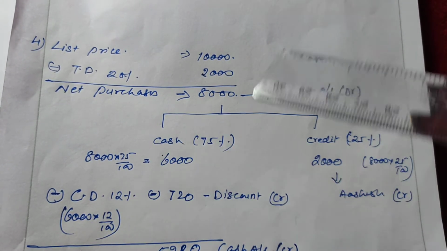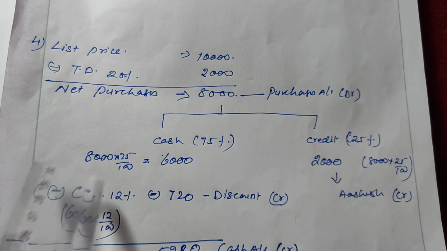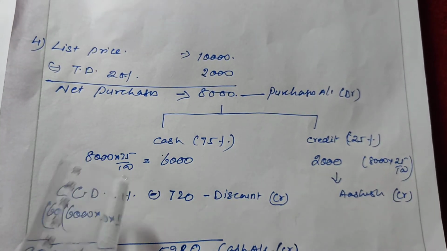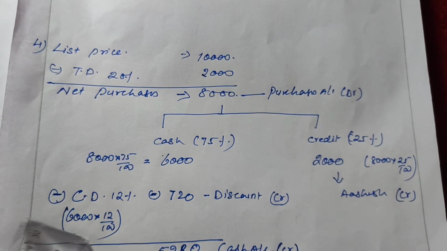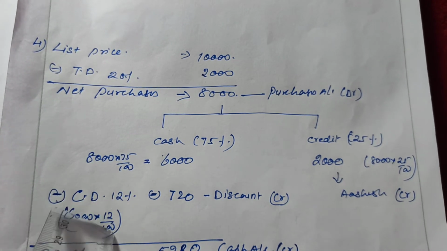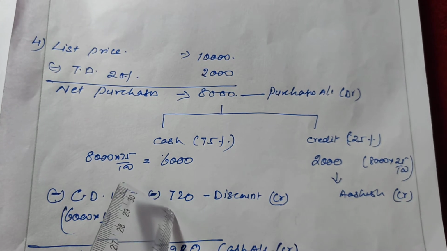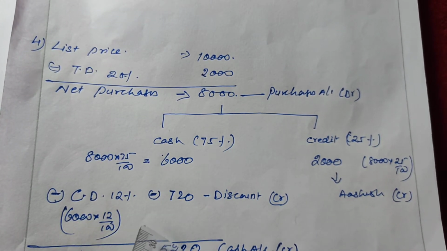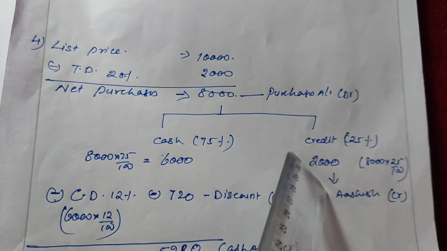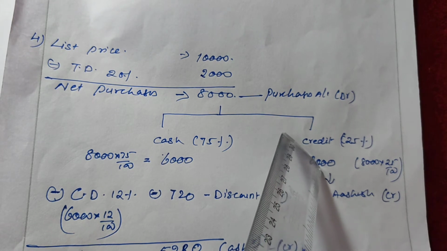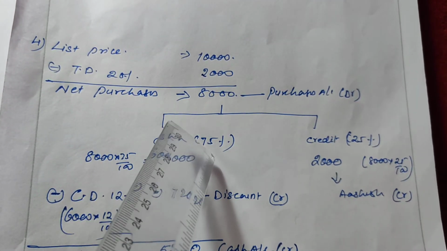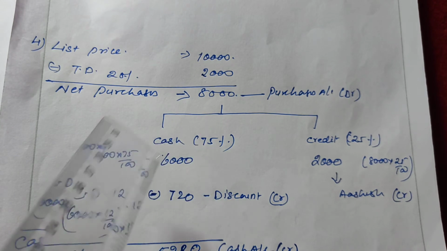Cash purchase 8,000 into 75 upon 100, that is 6,000. On this amount we will get the cash discount. So 6,000 into 12 upon 100, that is 720. We will deduct that. The actual amount which we have to pay is 5,280. And we have a credit purchase of rupees 2,000, because we are only making the payment of 75%.